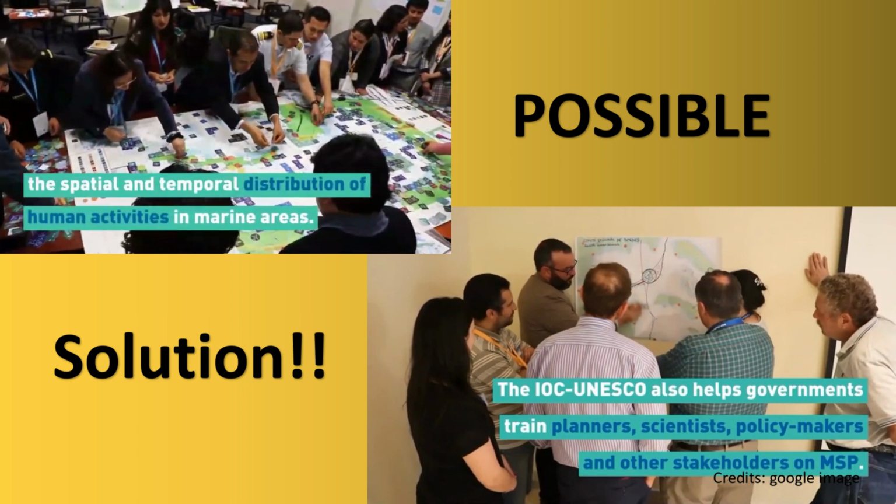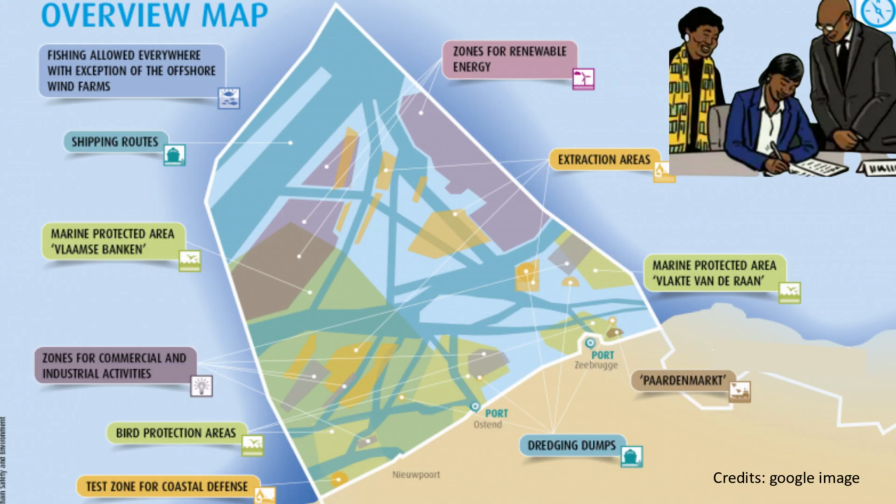Well, what we need is a very efficient and trustworthy marine ecosystem management. So, this is where marine spatial planning gets in the picture. Marine Spatial Planning, or MSP, is a process of assessing and distributing the spatial and temporal distribution of the human activities in marine areas to fulfill ecological, economic, and social objectives that have been set through political processes.